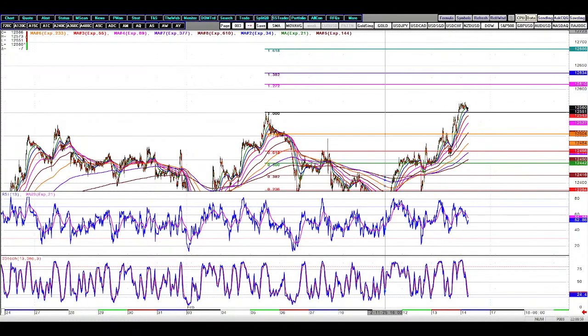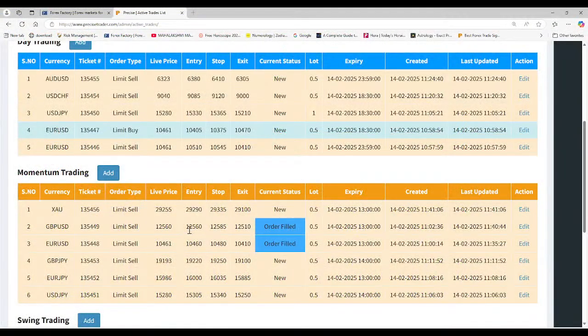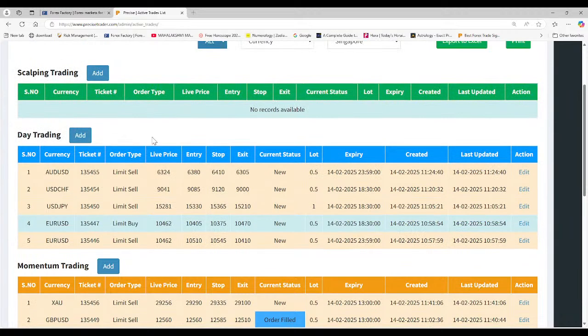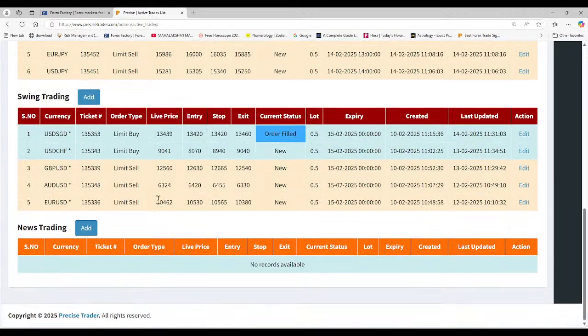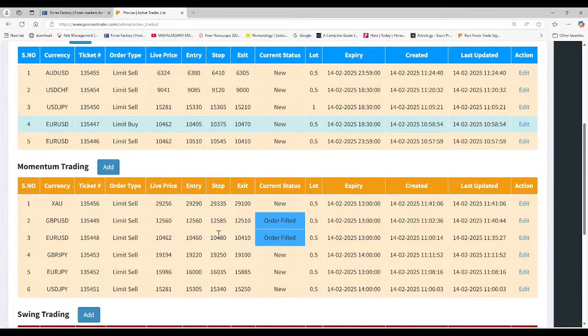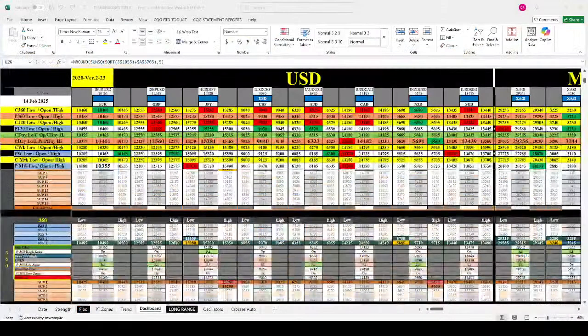Okay, similar situation, I think we are trying to sell at 12560, which we have already sold. We are trying to see that this market is going to turn from here. Then the next one, we have a call to sell at 12630 on the swing trading, which is also a viable trade. So let's move on to the next currency.